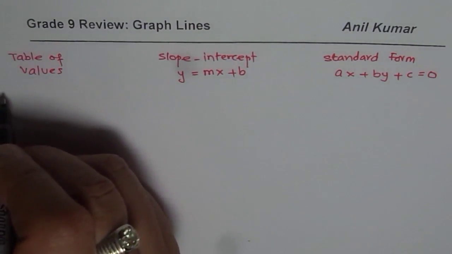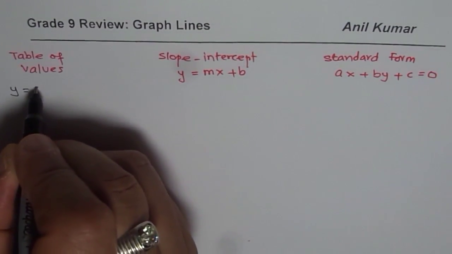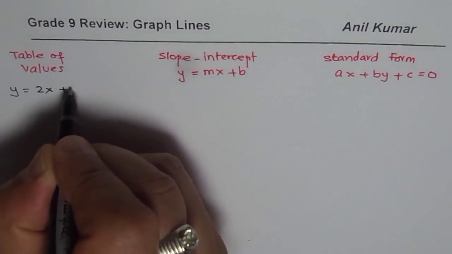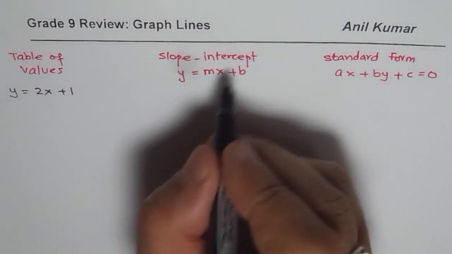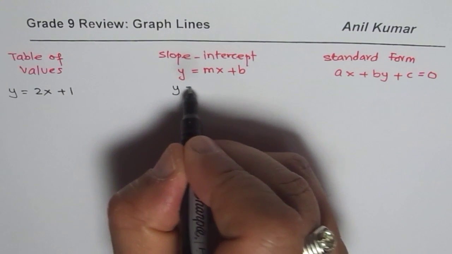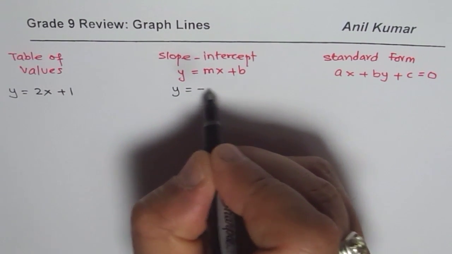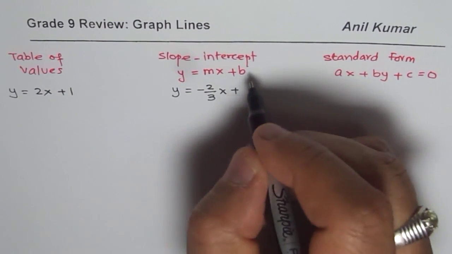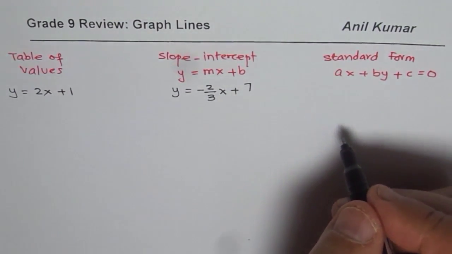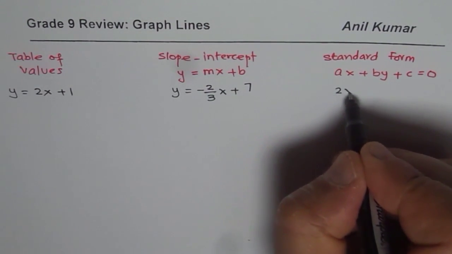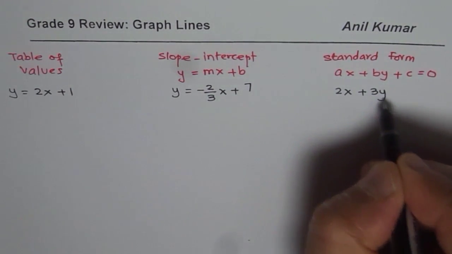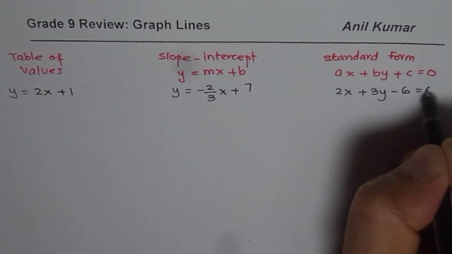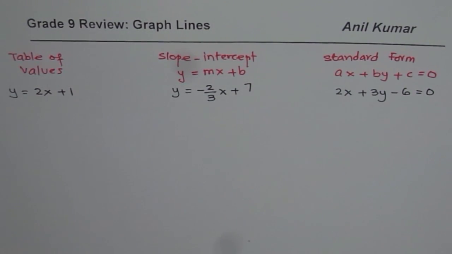To make a table of values, let me write the equation as y equals, let us say, 2x plus 1. To get this equation, let me take fractions this time. So y equals, and let's take negative 2 over, let's make it complicated, plus, let us say, 7. And in this case we'll write a simple equation, 2x plus 3y minus 6 equals 0. So these are our equations which we are going to graph and then understand all the three methods of graphing.